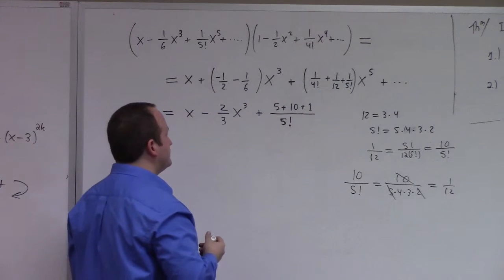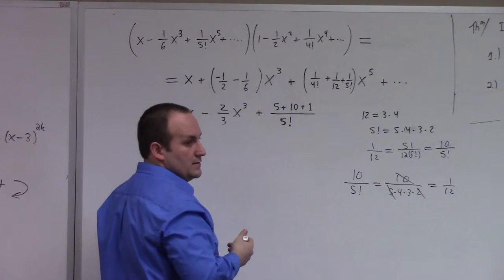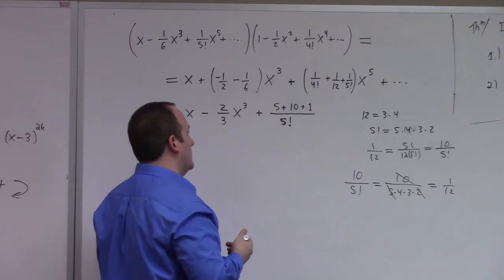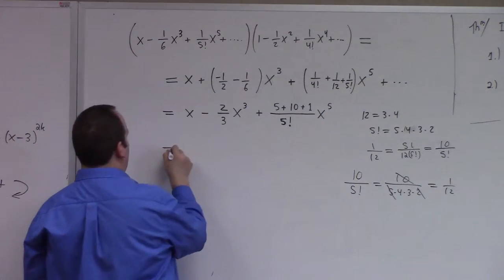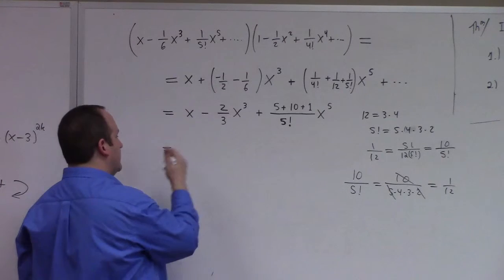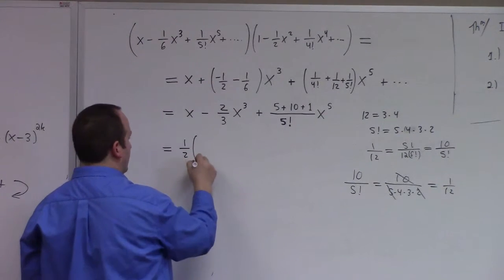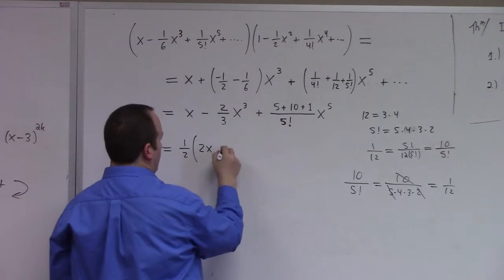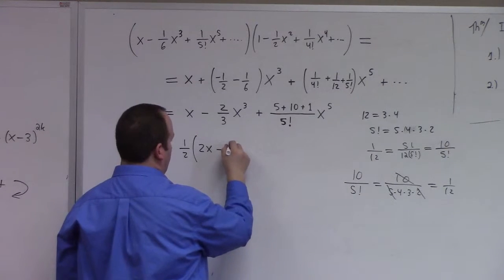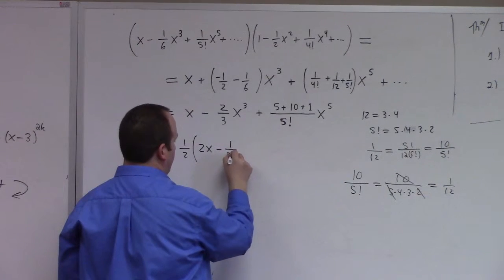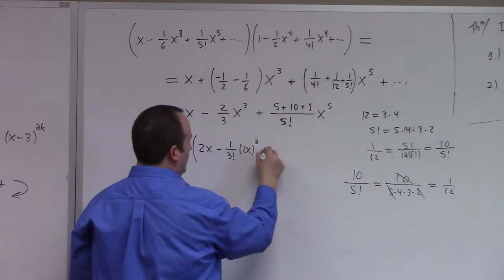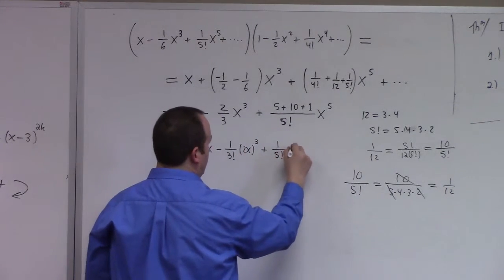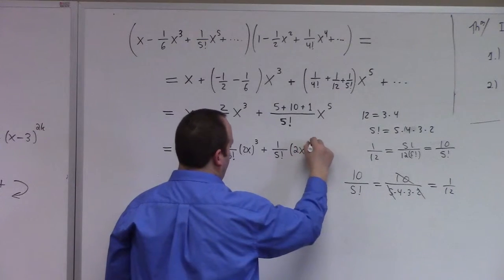All right. Huh, interesting. Let's write it like this. 1/2 of 2x minus 1 over 3 factorial times 2x cubed plus 1 over 5 factorial times 2x to the 5th power then.